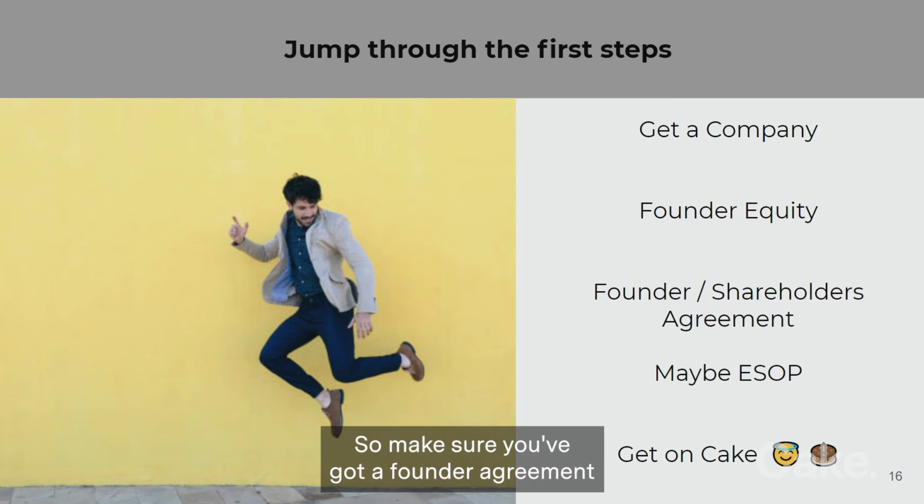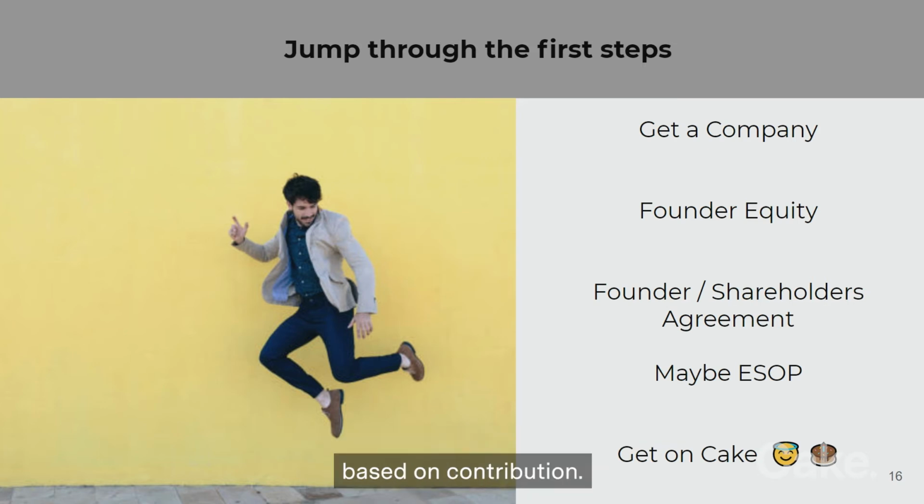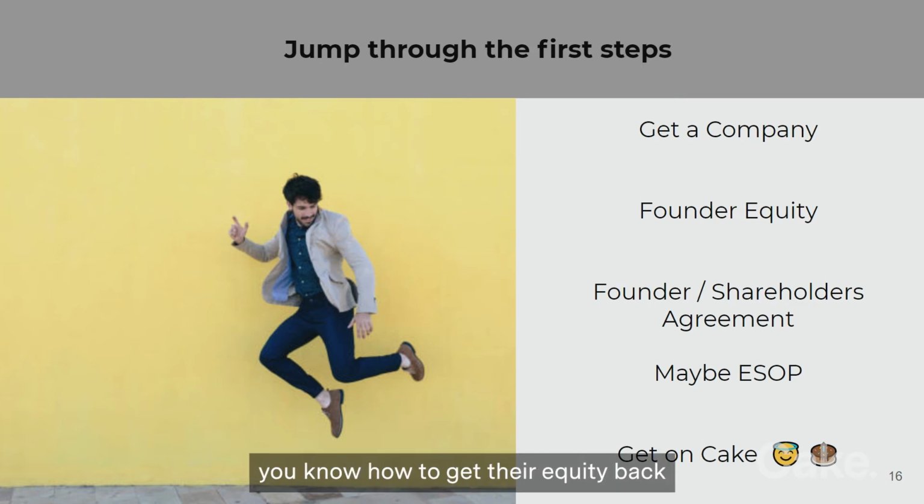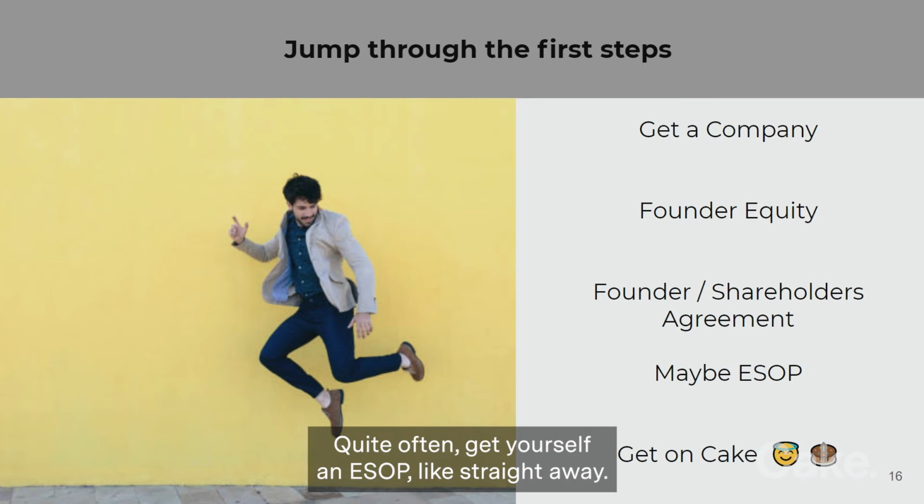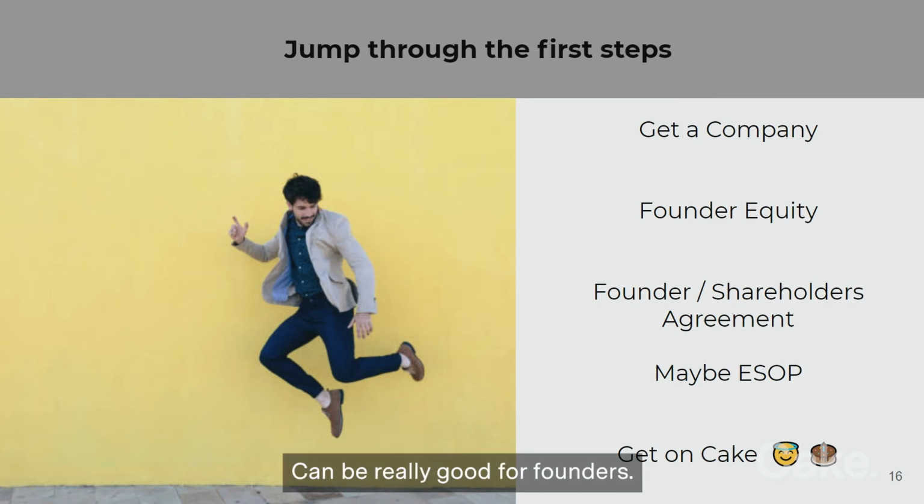So make sure you got a founder agreement based on contribution. Make sure there's vesting on that. So if one of the founders leaves, you know how to get their equity back and how you're gonna do that. It's really quite important. Quite often, get yourself an ESOP straight away. Can be really good for founders, for advisors and your first hires and stuff like that.